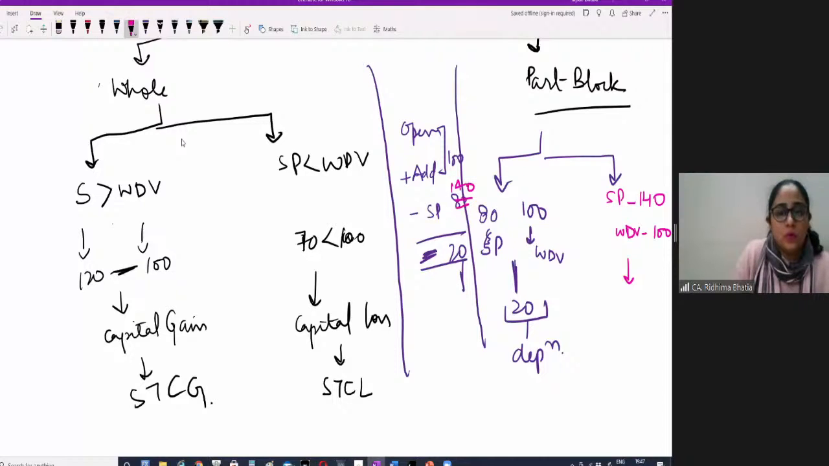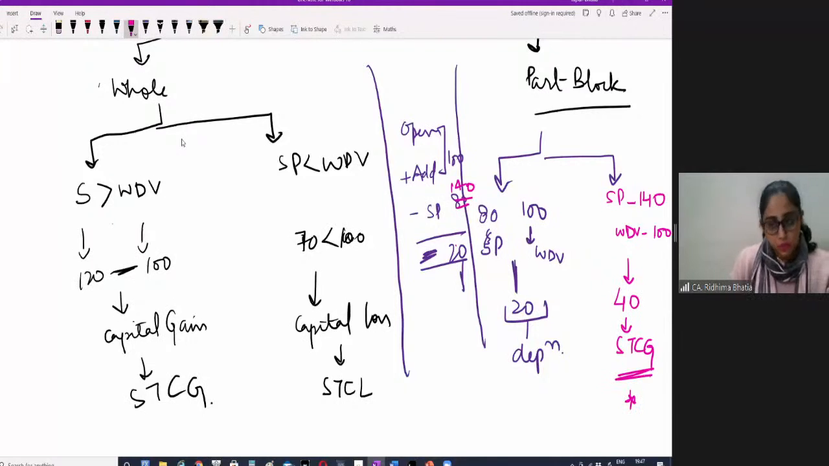What will I do now? So this 40 would come as my short-term capital gain and there would be no depreciation. Ma'am, yes, the assets are there. But now there would be no depreciation charged.